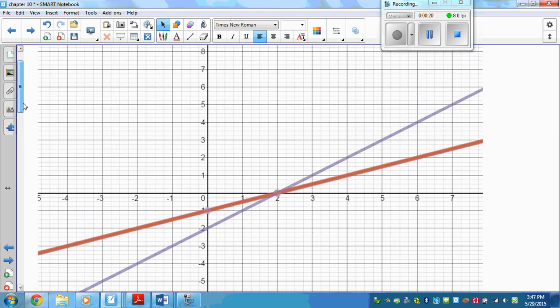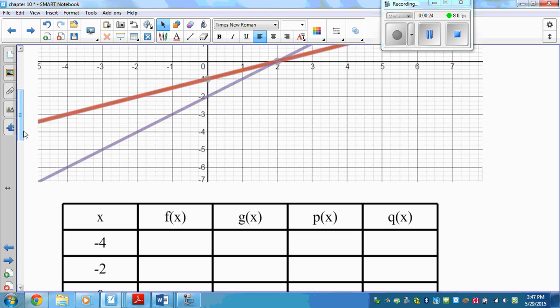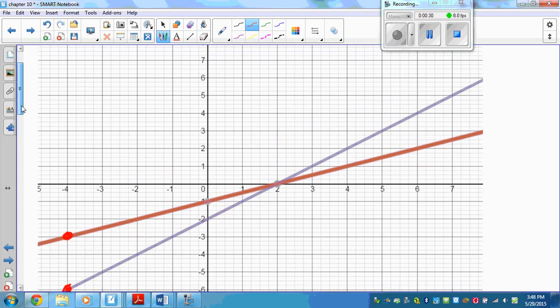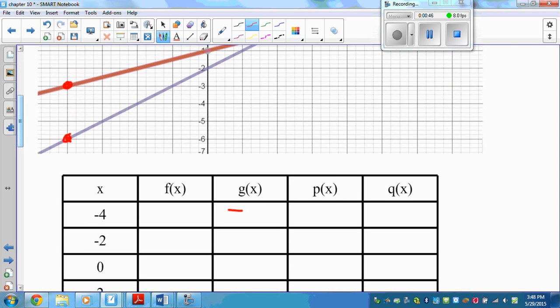Okay, so it says that we have to say when x is -4, so when x is -4, I need to know the value of these functions. Sorry, this one is f of x, and this one is g of x. You guys have that written on yours already. Okay, so g of x when x is -4 is -3, and f of x is -6.